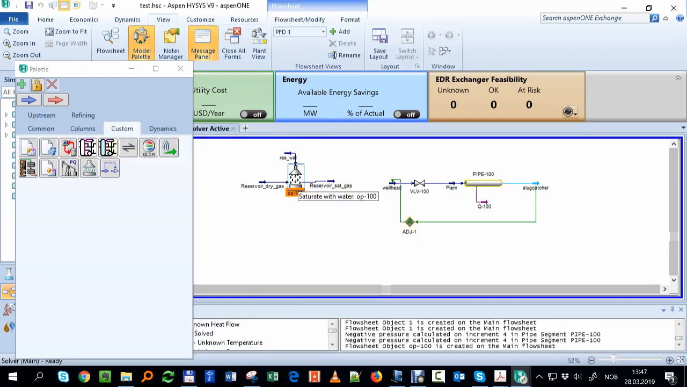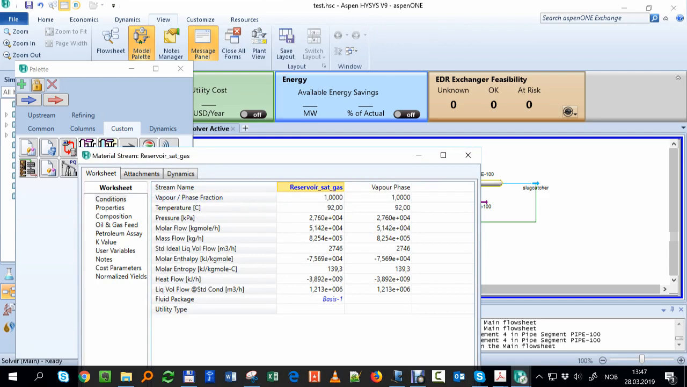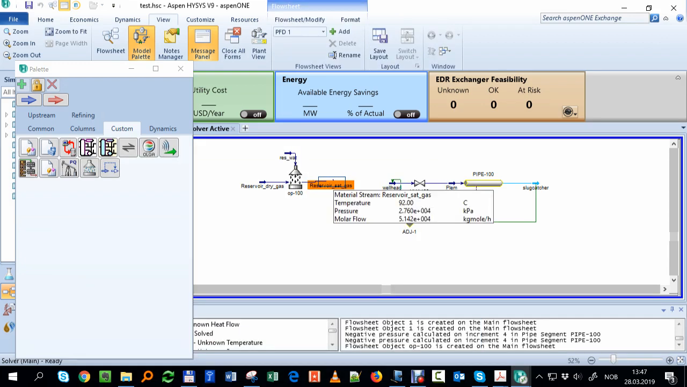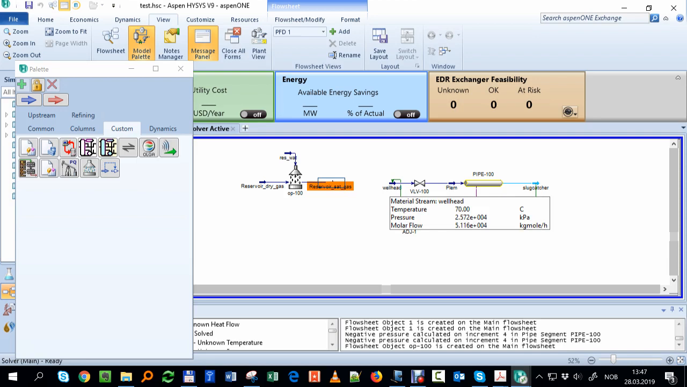Okay? And that's how we are modeling that process of adding the water into the reservoir gas. So if you see here, it's not very significant. You see now the new composition is 0.5%, okay? But that is enough to cause a lot of issues on the main transportation line, even though it looks like a very, very small number.